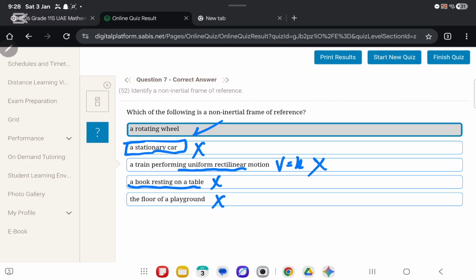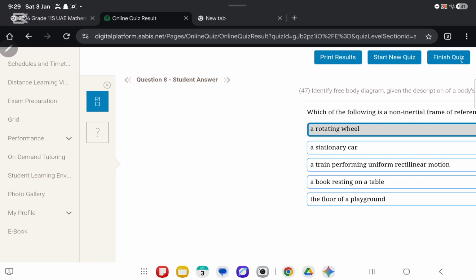The key context here is whenever you see stationary, rectilinear, uniform, no, don't discount uniform. Uniform rectilinear motion, stationary, constant velocity, acceleration equals 0, those kinds of words, you count that as inertial. But here they want non-inertial, so we're going to write a rotating wheel. Sorry if that was a bit confusing, but I'm assuming you got the key takeaway from it.